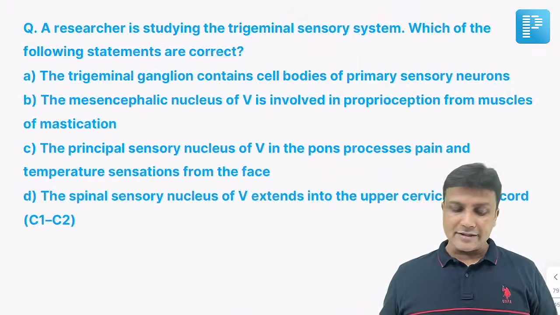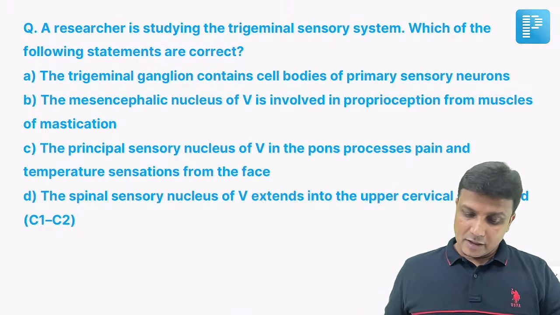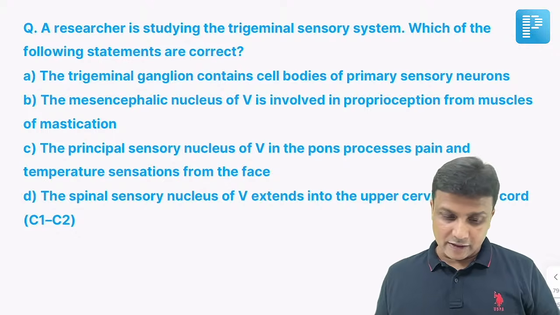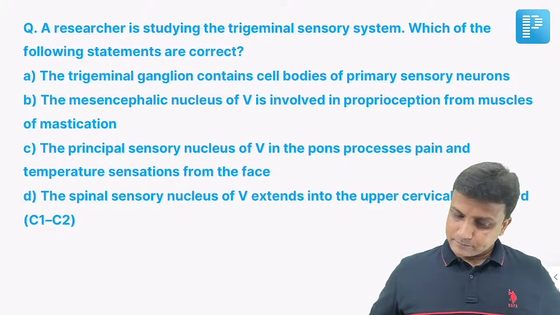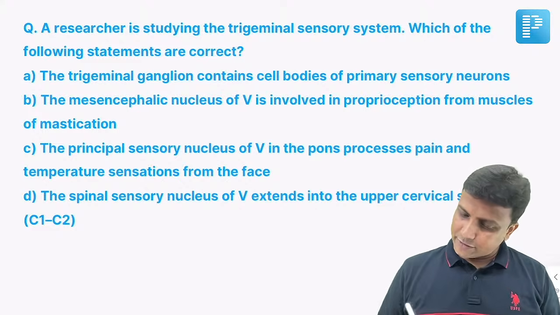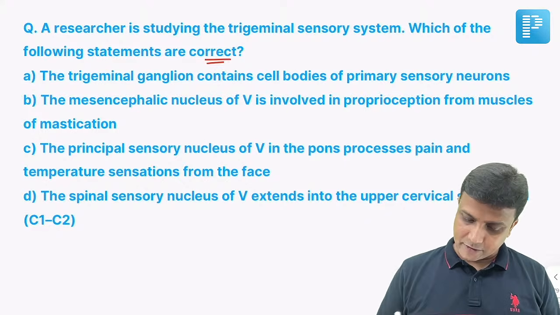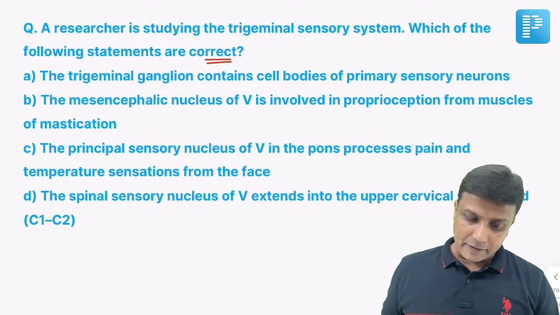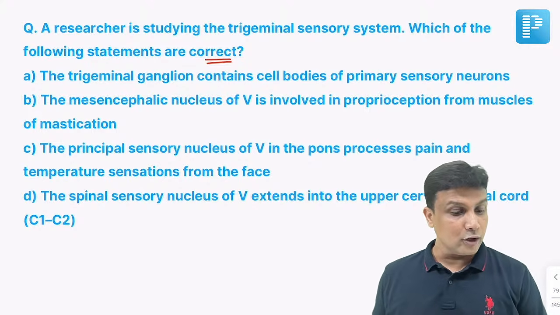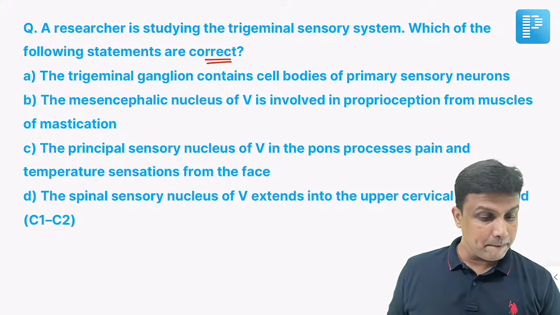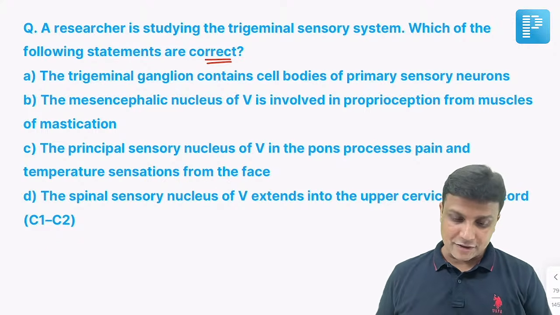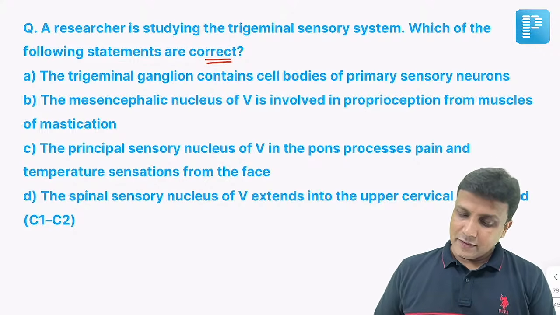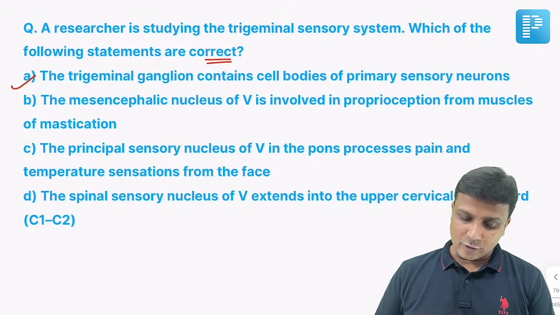Okay. So let us see all the statements right now. The trigeminal ganglion contains the cell bodies of the primary sensory neurons. Basically we need to find out the correct statements here. The trigeminal ganglion contains the cell bodies of the primary sensory neurons. Yes, of course, it will have the primary sensory neurons over there.